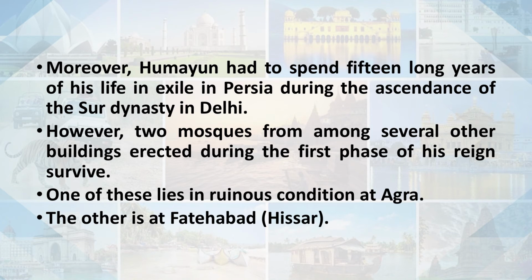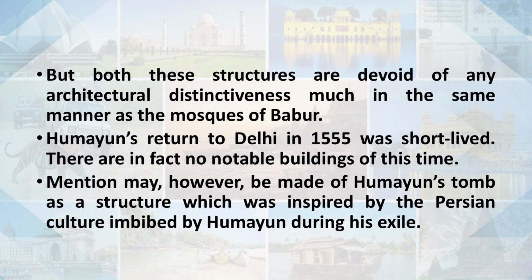One of these lies in ruinous condition at Agra, the other is at Ahemdabad in Hisar. But both these structures are devoid of any architectural distinctiveness, much in the same manner as the Mosque of Babur. Humayun's return to Delhi in 1555 was short-lived. There are in fact no notable buildings of this time.